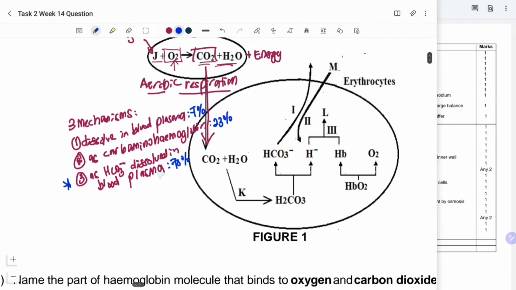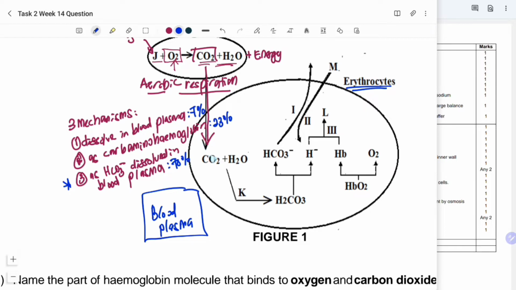So dekat mekanisme yang ketiga ni kita nampak CO2 akan dissolve in the plasma dahulu, and then from the plasma it will move into the red blood cell. Okay, so walaupun dia tak label blood plasma, tapi kita tahu dia ada. Kenapa? Sebab erythrocyte, which is red blood cell, is only found inside the blood plasma. Okay, so CO2 akan move into the plasma first, and then baru masuk into the red blood cell.